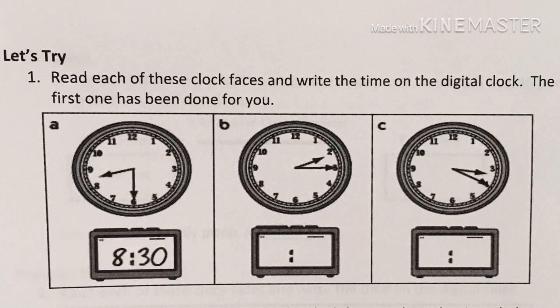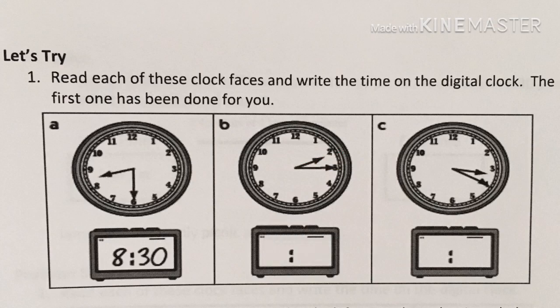In the middle, on problem B, the short hours hand is pointing straight at 2 or slightly ahead of 2. That means that it is 2 hours. And then the minutes hand is pointing straight at number 3. So that means that it is 15 minutes past the hour. So the time is 2:15.